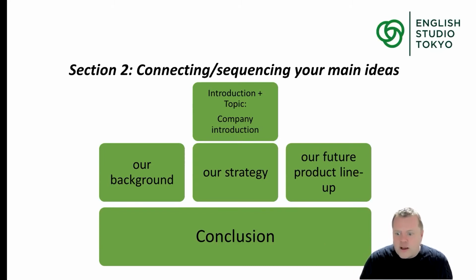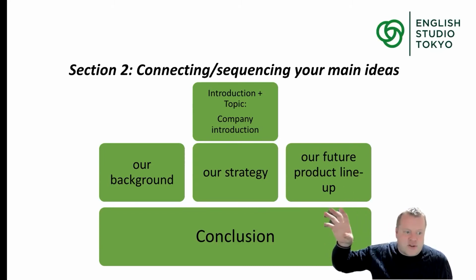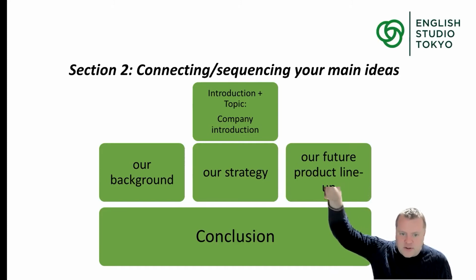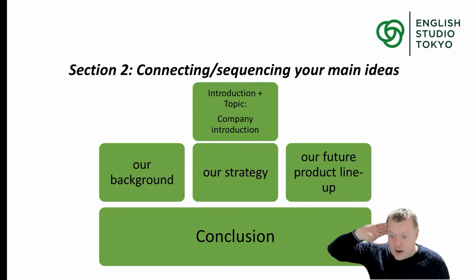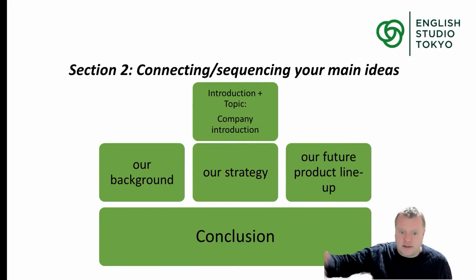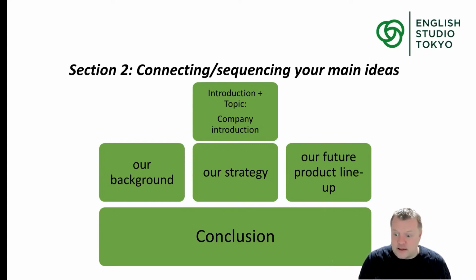So you can always break your presentation into this kind of structure. At the top, we have the introduction, like we did in part 1, and then we have the main topic. So this presentation is easy, it's just a company introduction. And then our subtopics, how we take the main topic and break it into smaller parts. We're going to talk about our background, our strategy, and our future product lineup. That's it. And then the conclusion, that's part 3. So that's going to be our structure of the body, right?